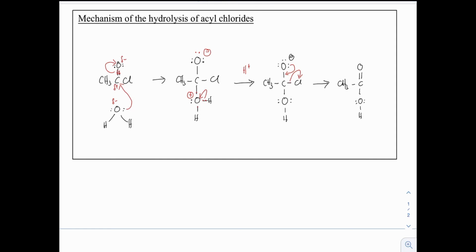Okay? So the Cl minus over here will combine with the H plus that is being eliminated to form HCl. So this is the complete mechanism of the hydrolysis of acyl chloride.